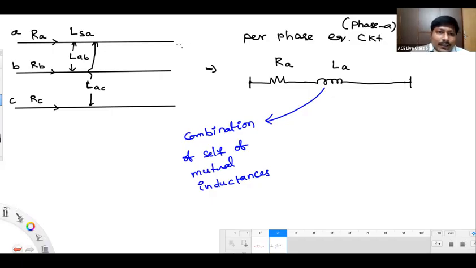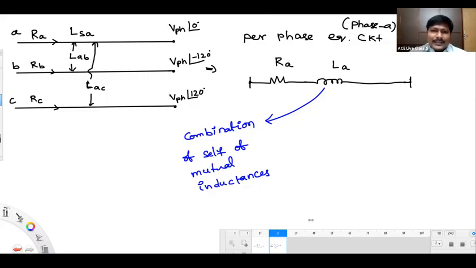See, generally, these conductors are operating at their own potentials. Maybe conductor A is operating at a potential of V phase at an angle 0 degree. Conductor B is operating at a potential V phase at an angle minus 120. Conductor C is operating at a potential V phase at an angle plus 120 degree. Balanced voltages I have denoted. Are all of you understanding?